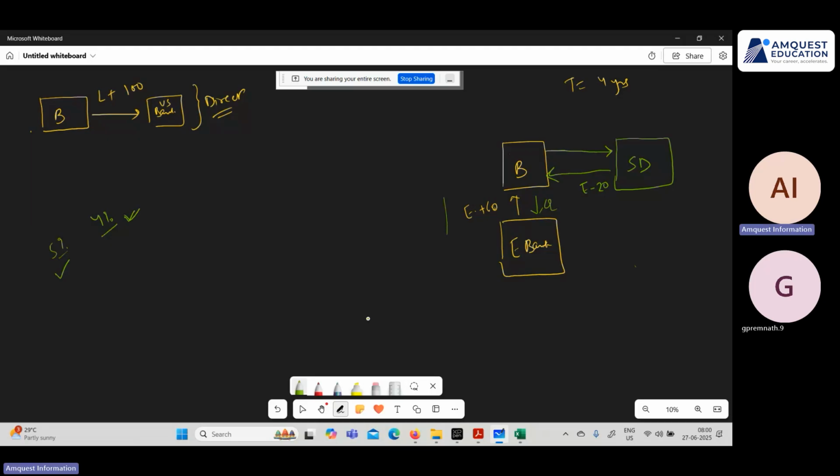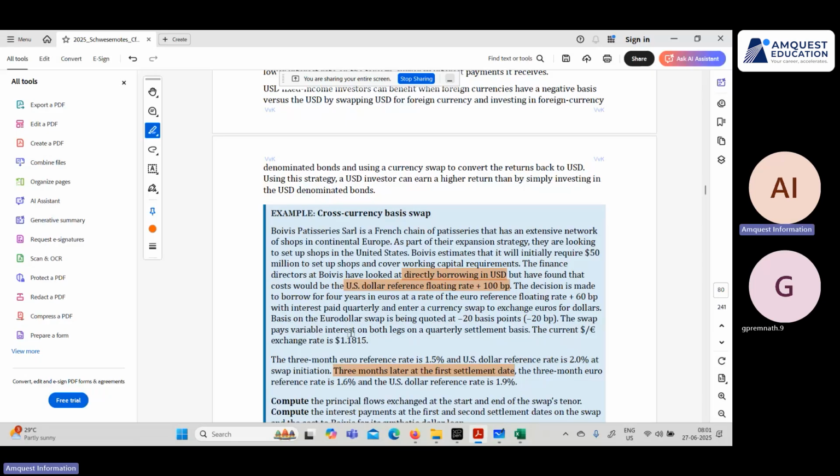Euro plus 60, he borrowed from the bank. And he will have to pay euro plus 60 to the bank in quarterly terms. But then what he's going to receive will be whatever the euro reference rate would be. He will receive less than that by 20 pips on quarterly terms. And then it says the swap pays variable interest on both the legs on a quarterly basis.